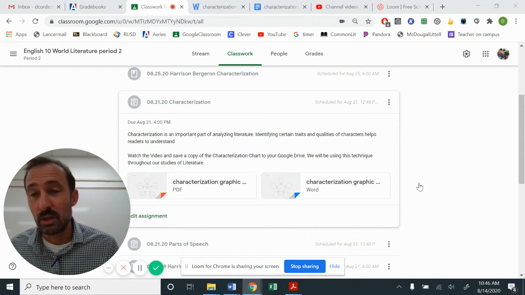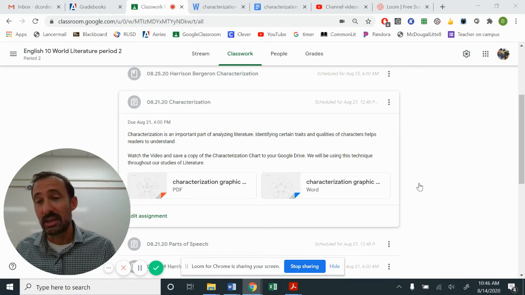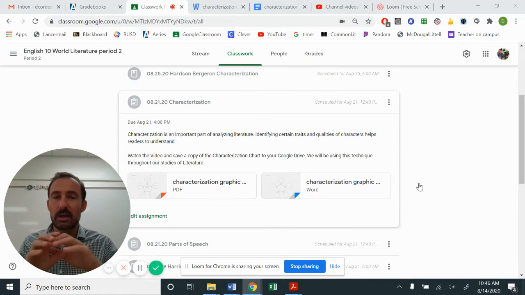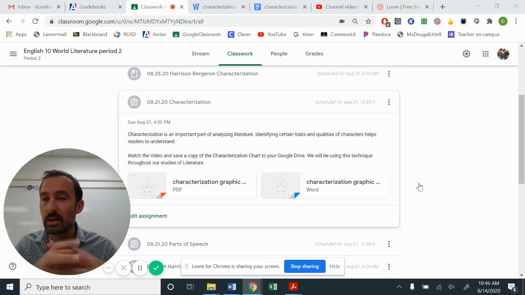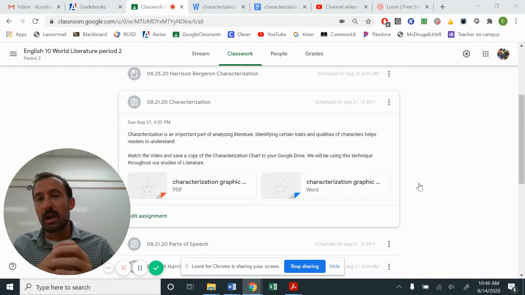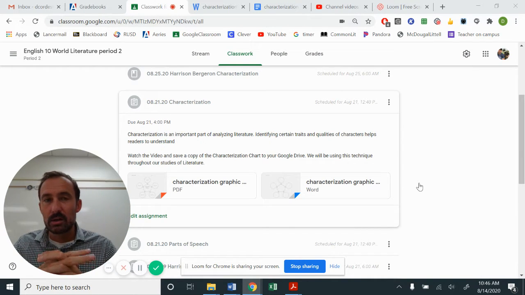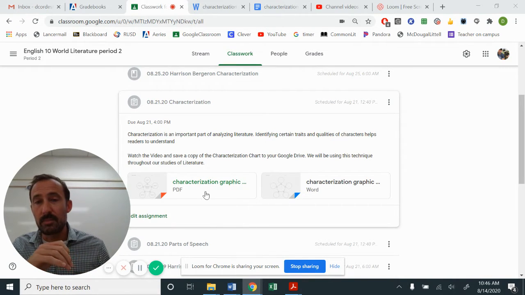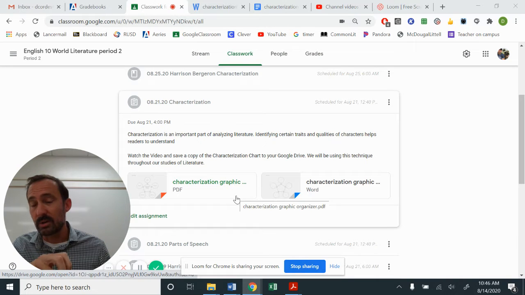Characterization is a way that we pull apart and analyze a character so that we can fully get a grasp of who they are, why they do things, and how they contribute to the story. Characterization also helps us understand the author's purpose. It's a bigger thing than just understanding what he or she does; it essentially helps us understand who they are. Okay. In your Google Classroom, there is a file with the graphic organizer for characterization.